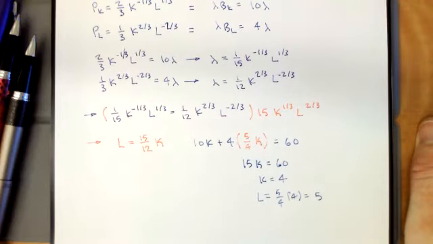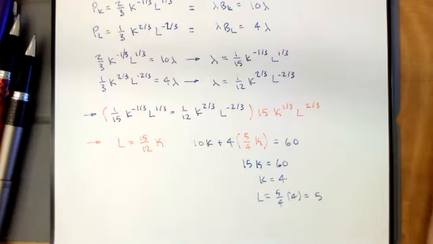So it seems as though in this situation, if capital and labor are related K to the 2/3 times L to the 1/3, and if capital costs 10 per unit and labor costs 4 per unit, and we've got 60 units to work with, we should purchase 4 capital units and 5 labor units. That will use up our 60 unit budget and maximize our total production.